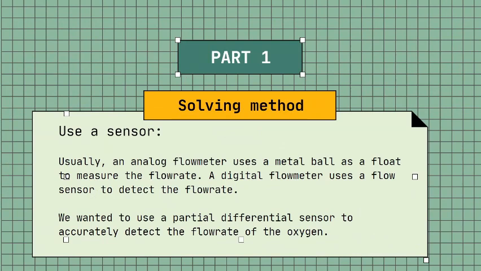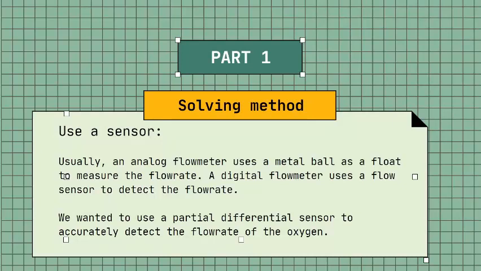So how do we solve the problem? We can use a sensor. Usually, an analog flow meter uses a metal ball as a float to measure the flow rate of the air, and a digital flow meter uses a flow sensor to detect the flow rate instead.